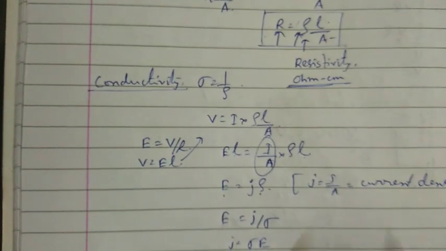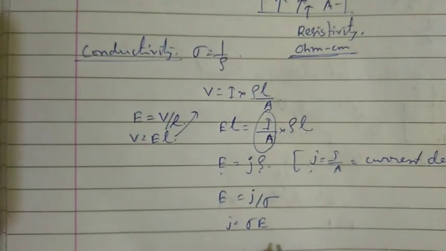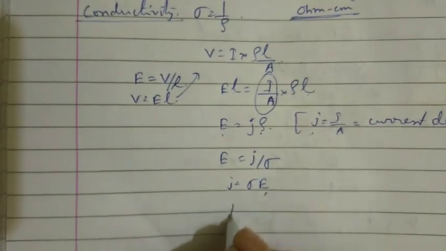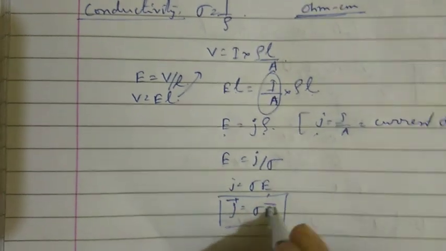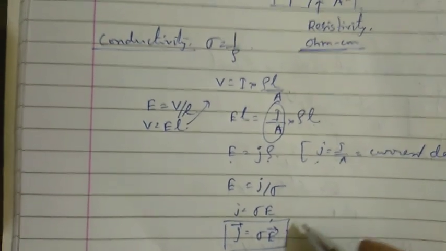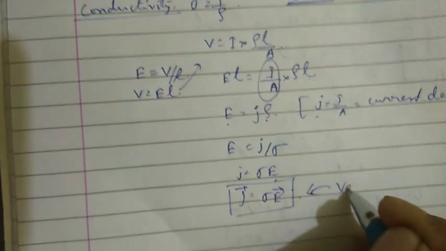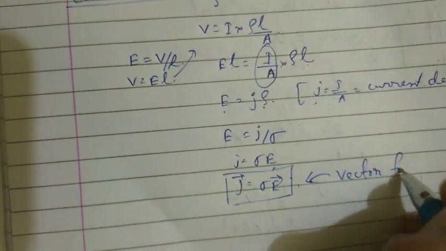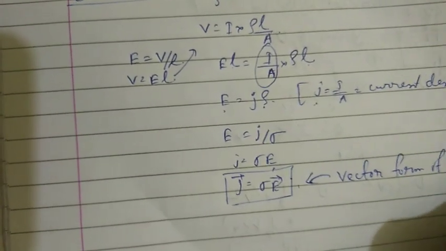Now here current density is actually a vector quantity, and electric field is also a vector quantity. So if you write in vector form, you can write J equals sigma E. So this is nothing but the vector form of Ohm's law. We started from here and we reached here. So this is the vector form of Ohm's law.